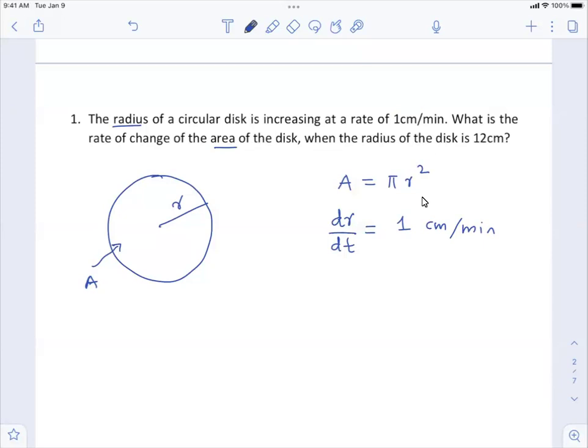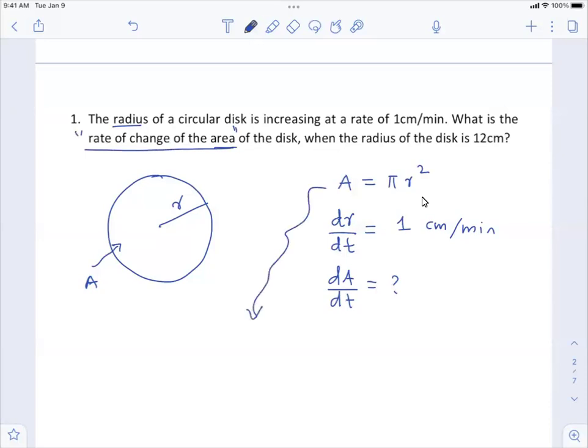Now the rate of change of the radius is given right there. Now our question is figuring out dA/dt. That is our question. Find the rate of change of the area. That's what we need. So now this is easy.